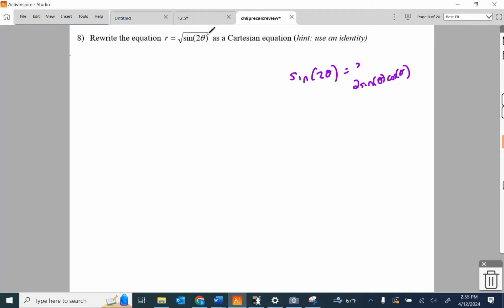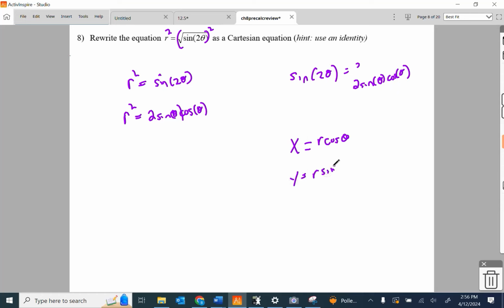So let's go ahead and fix this square root first. r squared is sine of 2 theta. Using the identity, r squared is 2 sine theta cosine theta. What good does that do me? Let's go back to this. x is r cosine theta. y is r sine theta.